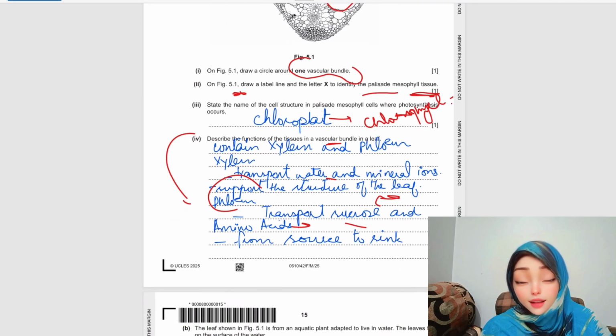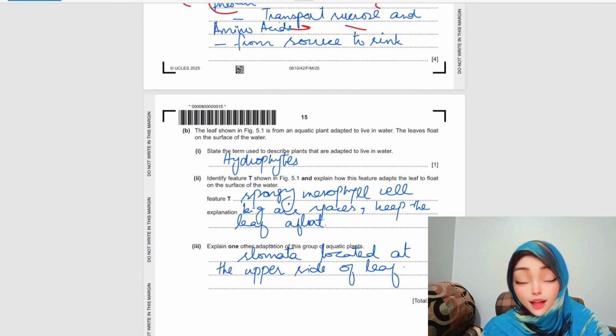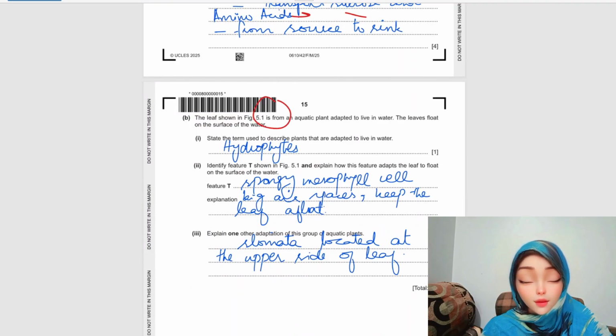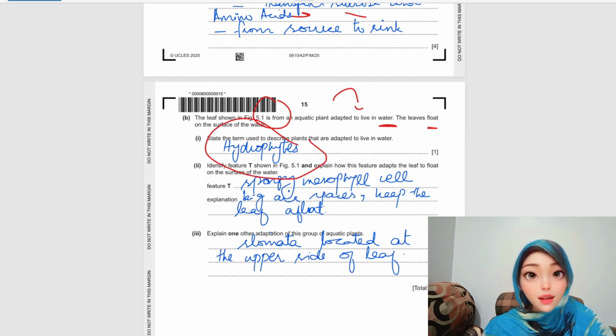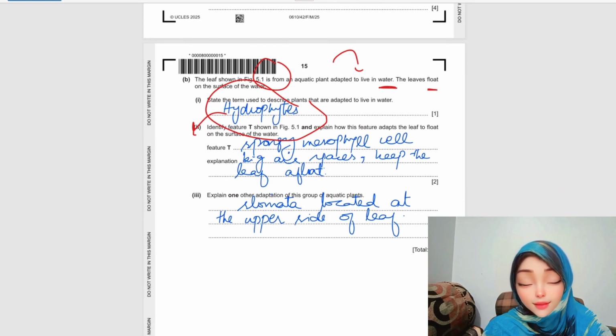Okay, in figure 5.1, there is an aquatic plant that is adapted to the water, and its leaves float on the surface of the water. The plants that are adapted to water are the hydrophytes, because hydro means water and phytes means plants. Next we need to identify structure T and explain it.